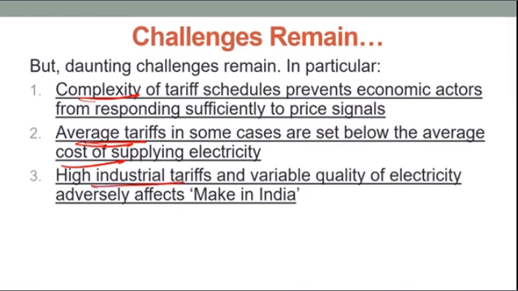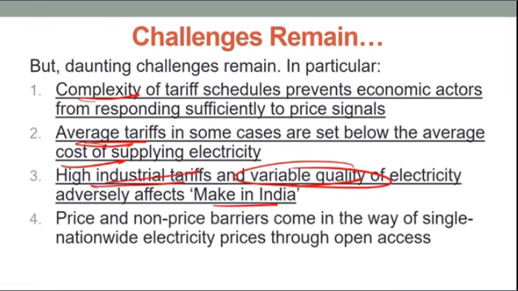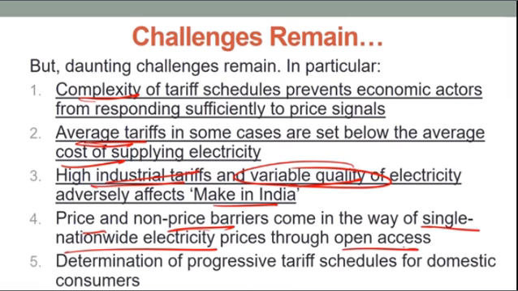Another important challenge. High industrial tariff is costing India. Make in India, manufacturing sector, factories, everyone is affected because of high industrial tariff. And quality of electricity is too variable in the country. We are not able to provide a proper quality of electricity. So quality has to improve. Industrial tariff has to come down. Lot of price and non-price barriers. Single nationwide electricity price through open access is not happening, which we want to promote.